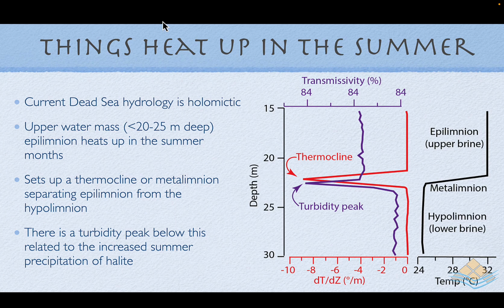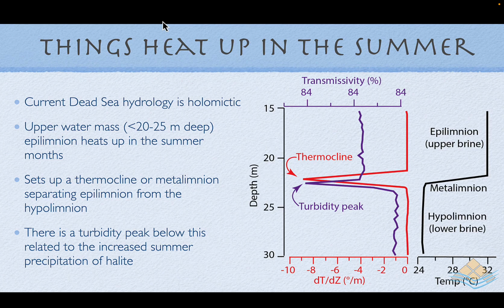in the summer, when conditions are much hotter, things are heating up in that near surface position. We set up a thermocline, or if you like, using the lacustrine hydrology we talked about a few modules ago, a metalimnion separating the upper water mass, the somewhat warmer water mass in the summer, epilimnion or the upper brine, from the somewhat cooler, 4 degrees to 6 degrees cooler, hypolimnion. In the summer, we're setting up a thermocline, which is separating an epilimnion from a hypolimnion.